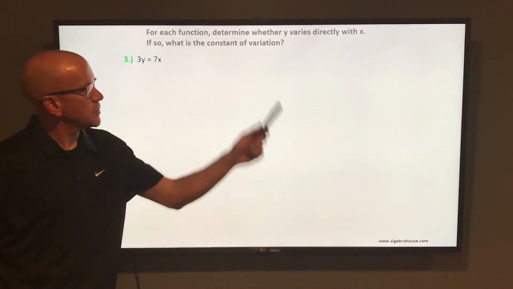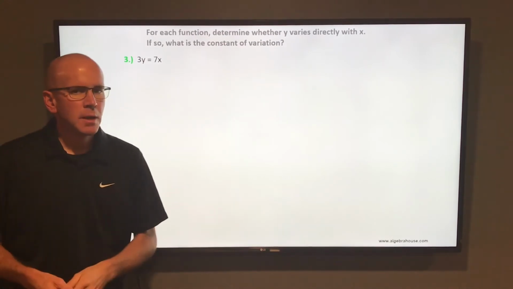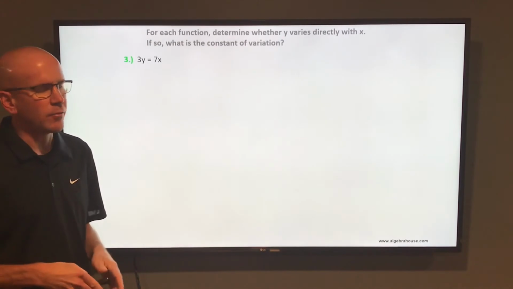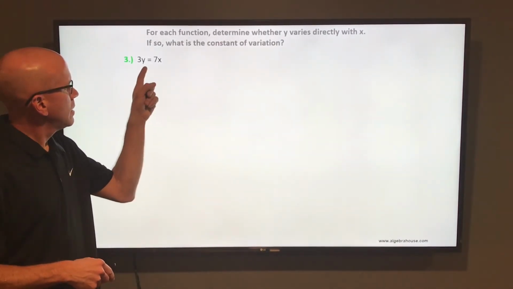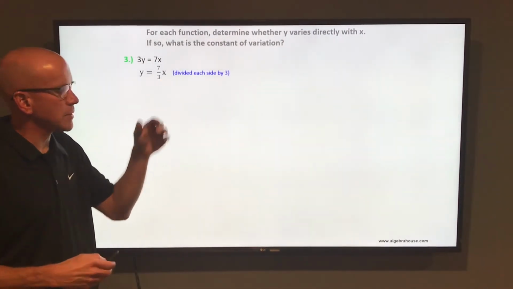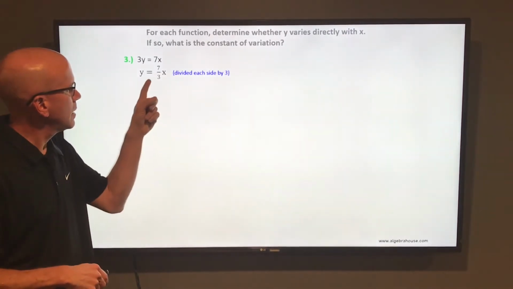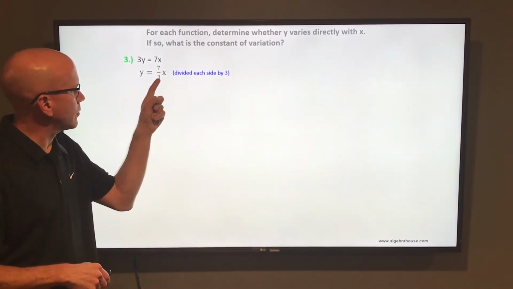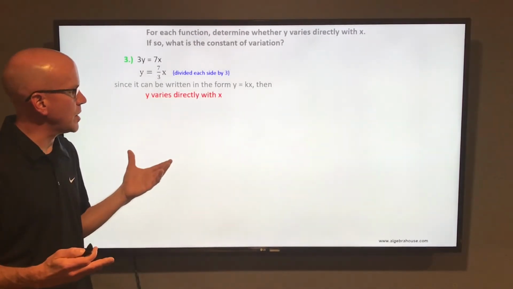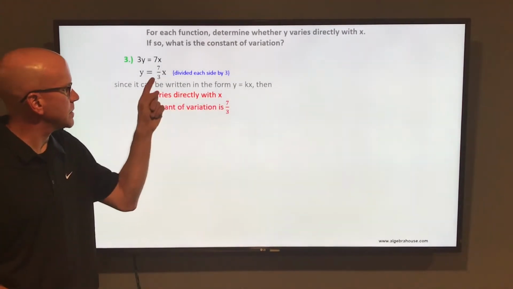It says for each function, determine whether y varies directly with x, and if so, what is the constant of variation? Remember, for y to vary directly with x, it has to be able to be written in the form of y equals k times x. So if you divide each side by 3 to get y by itself, you're going to have y equals, you could think of it as 7x over 3, but that's also the same as 7/3 x. So that is in the form of y equals k times x, where k is the constant of variation. So y does vary directly with x, and the constant of variation here is that 7/3.